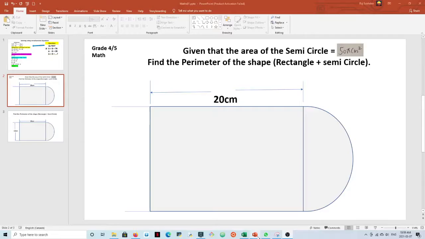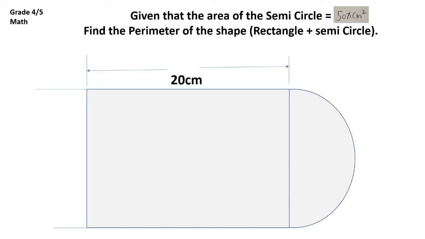Hello guys, so I'll be working this question today. Given the area of a semicircle is 50 pi cm square, find the perimeter of the shape, rectangle plus the semicircle. So let's try to do this now.